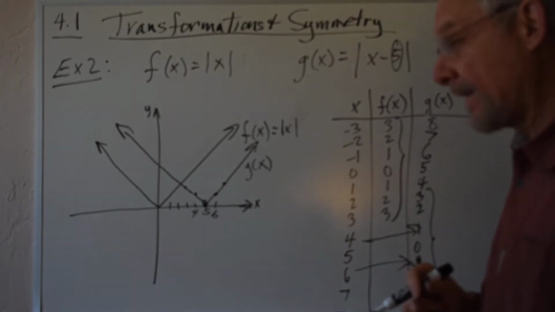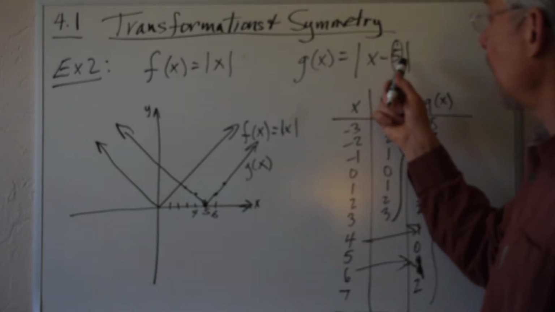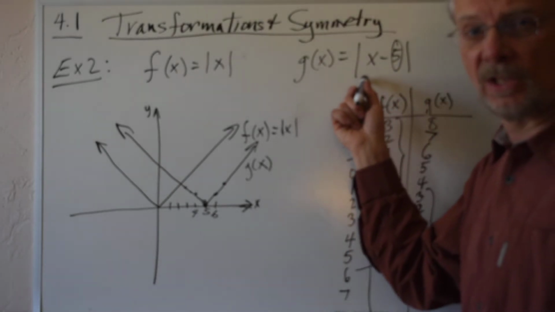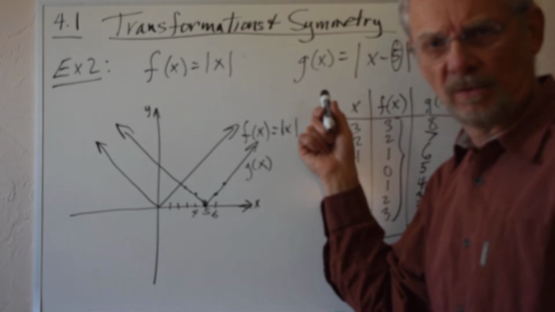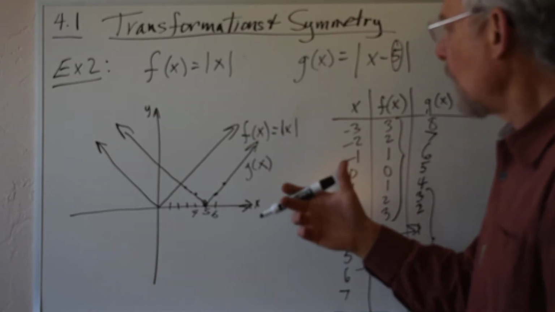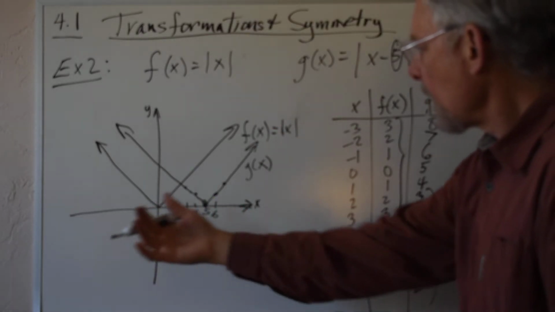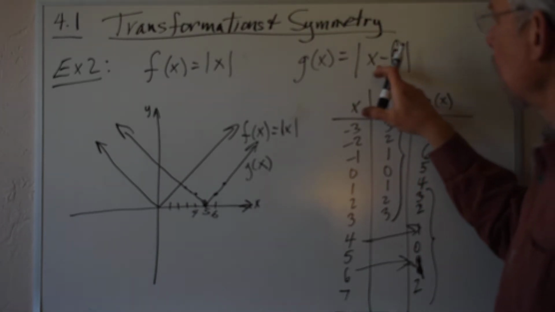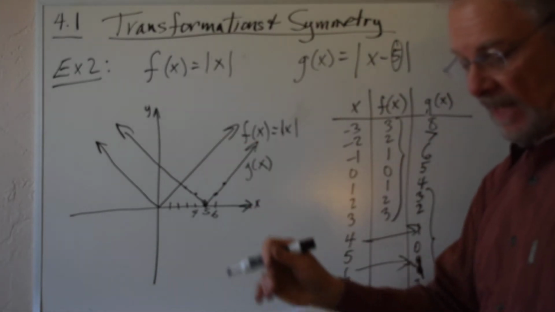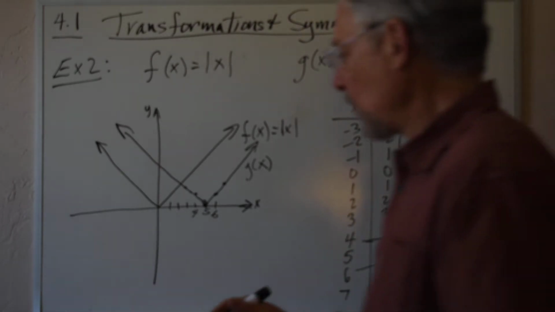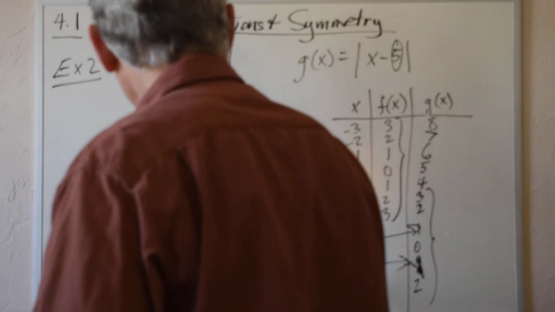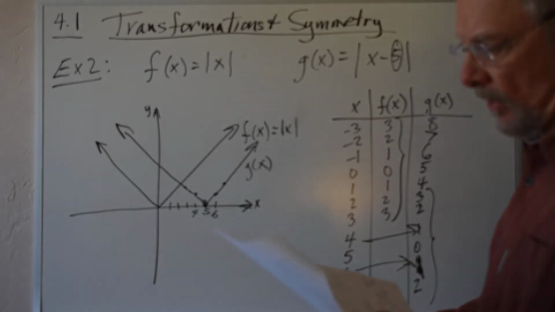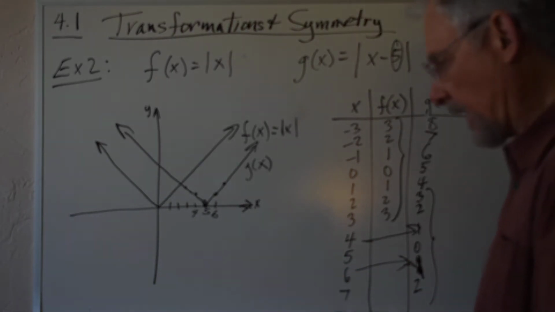I'm subtracting that 5. So that means whatever number you subtract from x inside the absolute value bars is going to result in a shift to the right. Now if you were adding 5, you would have shifted to the left. But what we saw in this case was a shift to the right of 5 units. All right, let's look at example 3.